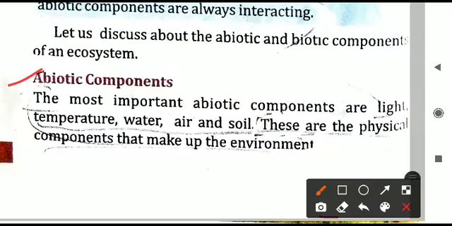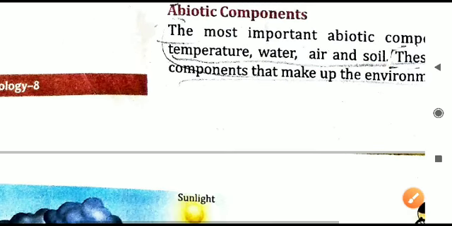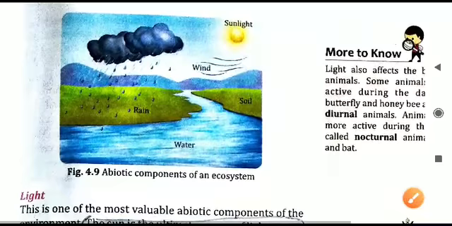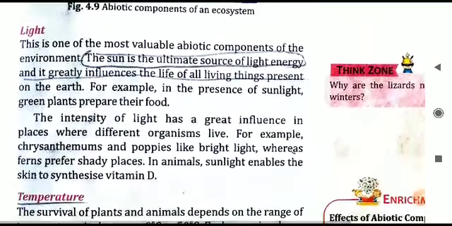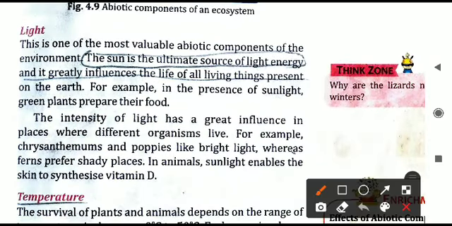First we will go through the abiotic components. The names are: first one is light, then temperature, water, air, soil. Each one of these is a non-living thing, but still they are very essential for the sustenance of life on the earth. So we can say biotic components are all depending on them only. How so? One by one let us see. First is light. This is one of the most important abiotic components, and the light comes on the earth from the sun.